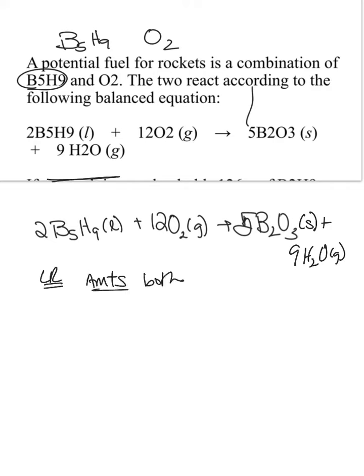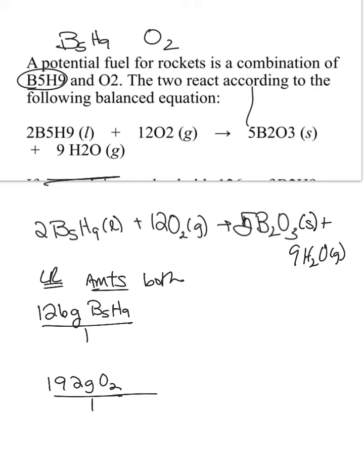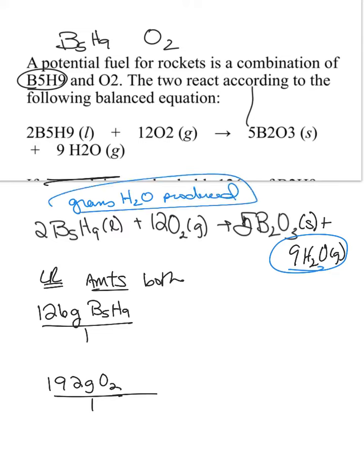reactants. So you don't see this because it's cut off here, but it's 126 grams B5H9. We're going to put that over 1, and then you also have 192 grams of oxygen. And you're going to put that over 1, and then you can convert them both to moles of water because it asks for the amount of grams of water produced. So that's what we want. So we have to go to moles of water. So we're going to use the molar mass, and if you calculate that up, you'll see that 63.127 grams of B5H9 from the periodic table is 1 mole.